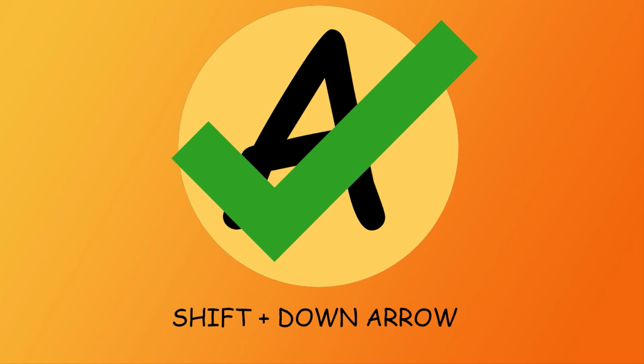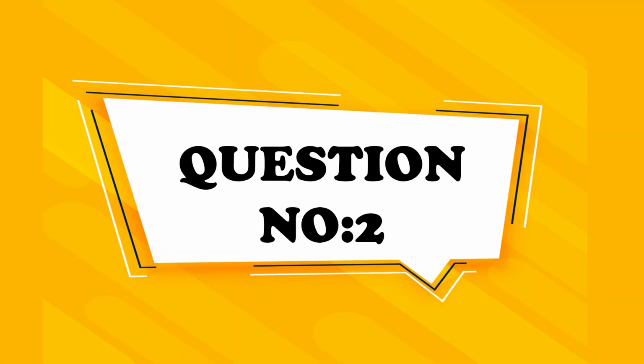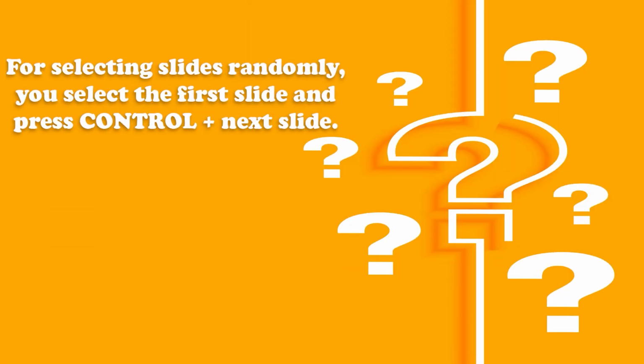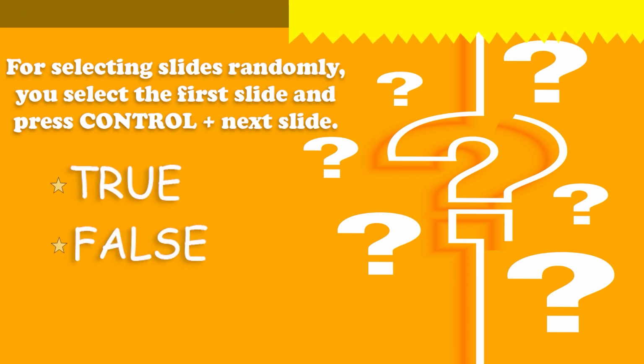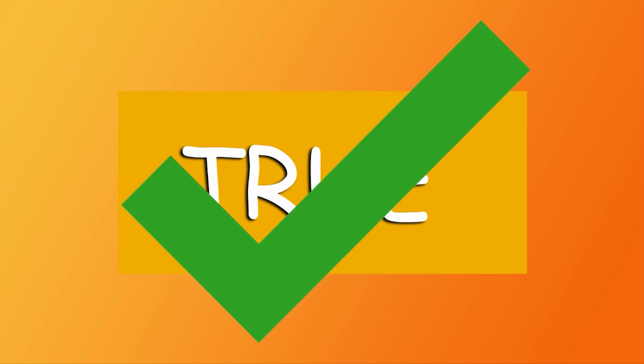As it was mentioned in the question that top slide is selected, then in this case you have to press shift down arrow to select the remaining slides. Question number 2. For selecting slides randomly, you select the first slide and press Ctrl and next slide. True or false? If your answer is true, then you're correct. You can select any number of random slides by pressing Ctrl and required slides.